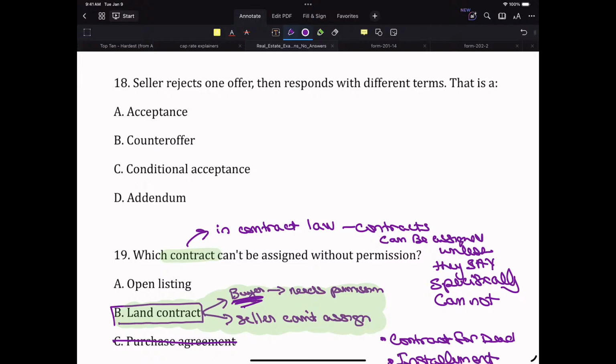I know you know this one. A seller rejects one offer, then responds with different terms. Is this an acceptance, a counteroffer, a conditional acceptance, or an addendum? What say you? Antonio says B. Dina says B. Elena says B. Caroline says B.